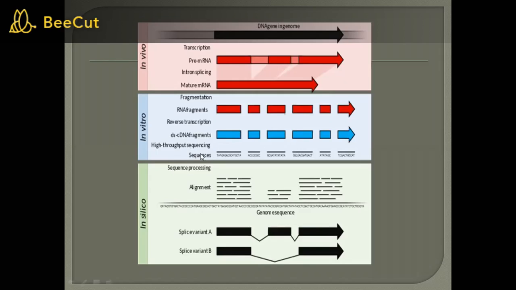Then we have to sequence these fragments. These double-stranded cDNA fragments have to be sequenced by using a next generation sequencing method, for example Illumina sequencing. After that, we get to know the sequence of each double-stranded cDNA fragment. Next is the in silico method. That means we use the computer and analyze this data by using different software. We process the sequences, align them, and then find out the variants in the gene expression. This is splice variant A, and this is splice variant B.